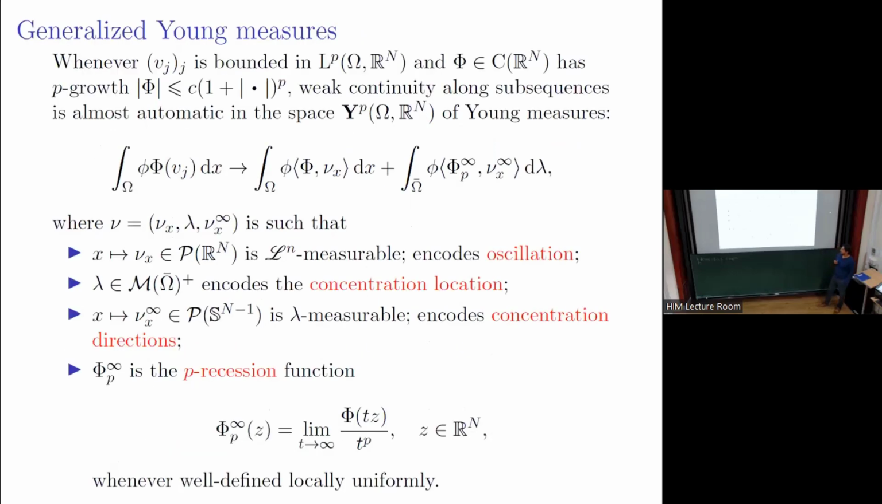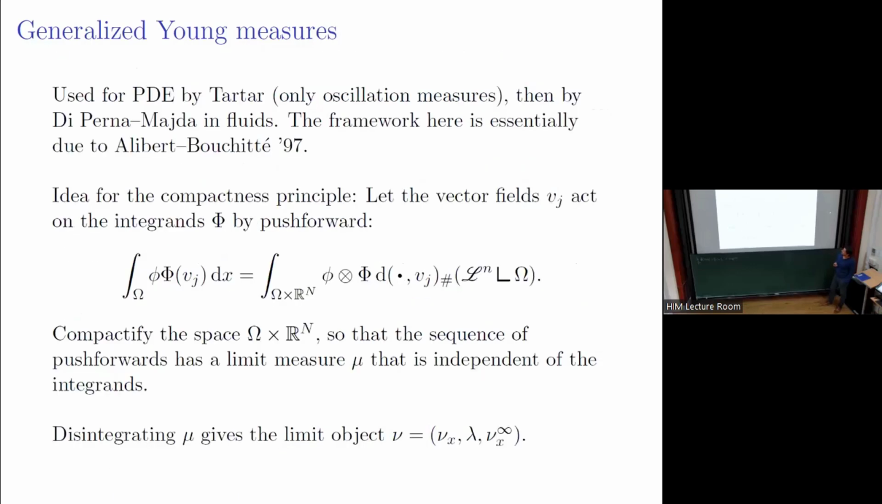Okay, so to do this, the tool that we employ is particularly suited for the interaction between nonlinearity and weak convergence. And the notion for this talk in particular is the notion of generalized Young measures. So how does one present this in relatively simple terms? Let's ignore the second term for a while, and let's look at this paradigm I've seen in one of Tartar's reports.